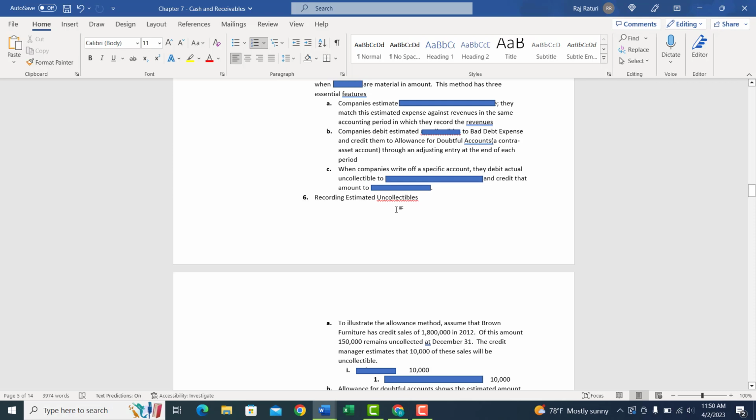So it's really interesting in that we put everything in a bucket, the allowance for doubtful accounts. It's kind of a bucketed entry. And then when you go to specific accounts, you can write them off to the specific account that they are associated with.